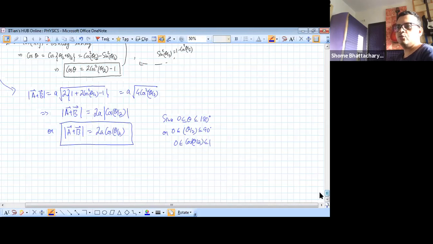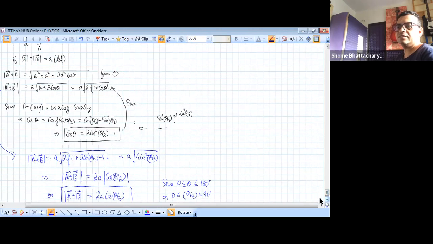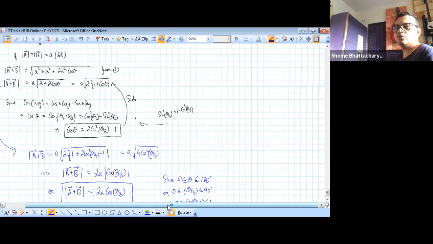Now, like that, we have to prove that the angle alpha is also theta by 2, which you've already seen in terms of isosceles triangle and exterior angle. It's already there. We can also prove this trigonometrically.